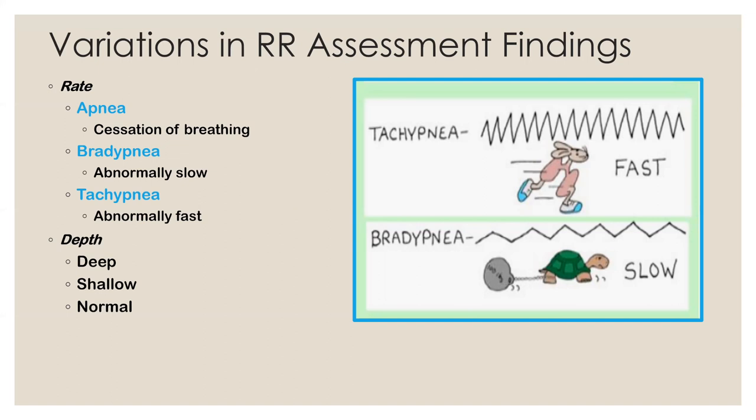So as with heart rate, where we check the rate, rhythm, and quality, when we're checking respirations, we're going to assess the rate, which is a number, and then we're going to check the depth, right? Respiratory depth can be described as deep. This means they're taking in a very large volume of air, fully expanding their chest or their abdomen. That's a very deep respiration. It can be shallow, when the chest barely rises and is difficult to observe, or it can be normal, which falls between shallow and deep, somewhere in the middle.